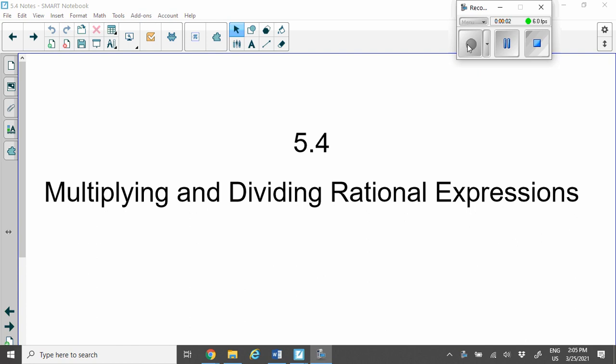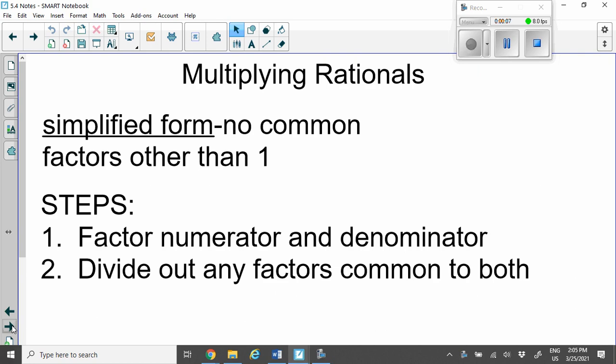Hey guys, so here's the notes for 5.4. We're going to be multiplying and dividing rational expressions. So let's first talk about how do we multiply rationals.